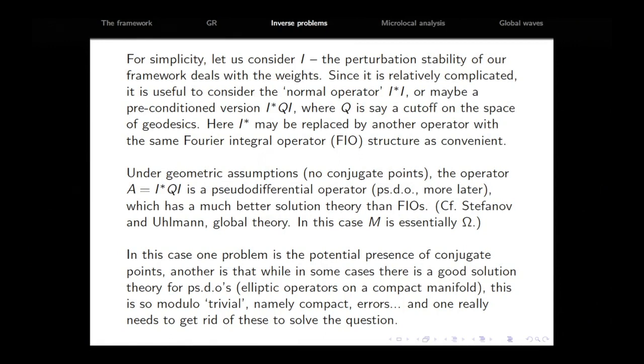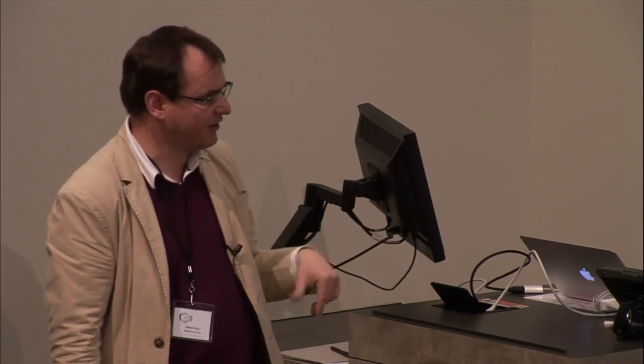The other problem is that even if this doesn't happen, say take something that's very nice, like the flat metric, and perturb it a bit. Nothing is going to go wrong geometrically. But what will go wrong is that you will still get these, quote, trivial, unquote errors, namely compact errors, and you really want to get rid of them to solve the question.